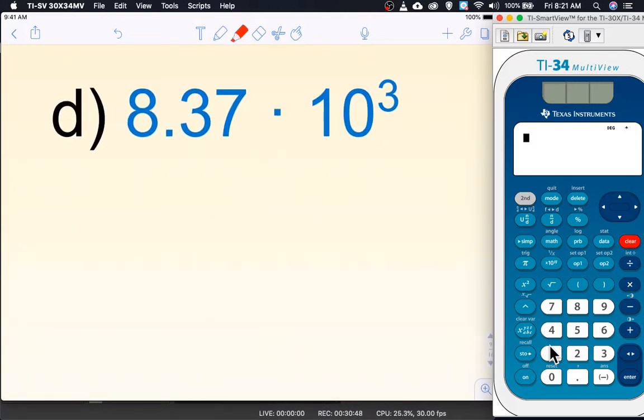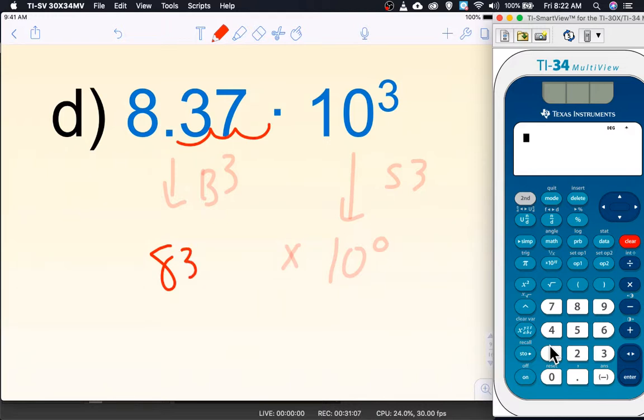Letter D, last of this type, I believe. Let's see. I want him to be 10 to the 0, smaller by 3. This side's going to get bigger by 3. So I'm going to go 1, 2, 3 places, 8, 3, 7, 0, add a comma, and we're done.